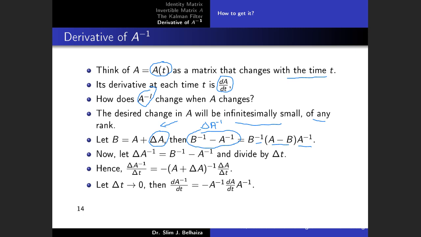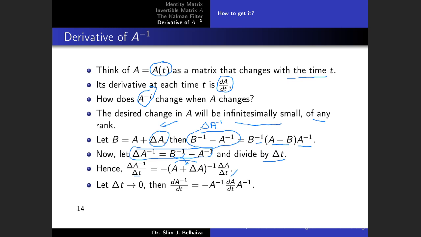So if you assume now that you have this set, and divide by delta t, you are going to have delta A inverse over delta t, which is equal to, this part is B inverse, which is here between two brackets. Okay, and if you divide by delta t, well, basically, you have delta A inverse over delta t equals minus (A plus delta A) inverse times delta A over delta t. Okay?